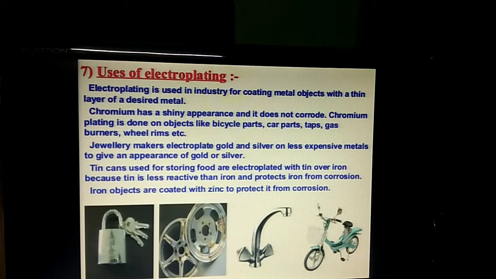For example, chromium is plated on car and cycle parts, taps, kitchen gas burners, bicycle handlebars, wheel rims, and many other things. It gives a shiny look to the objects. Iron vessels and containers used for storing food have to be plated with tin. Tin is less reactive with food and it does not rust, so food is protected from getting spoiled.